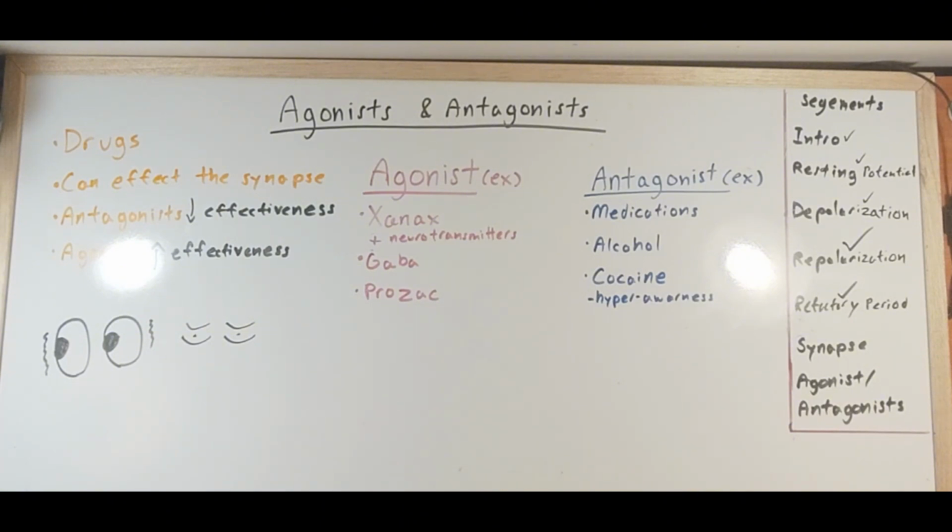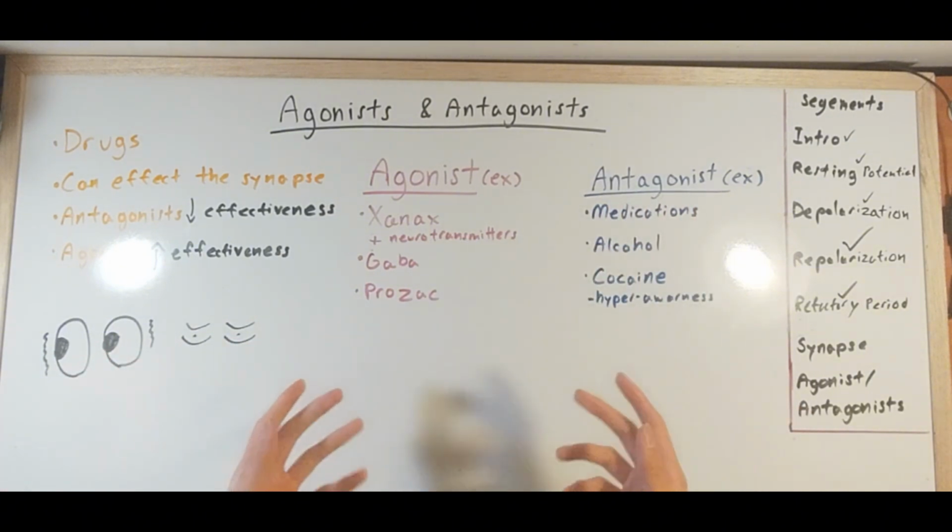An example of an agonist drug is Xanax, which is anti-anxiety, and it mimics the neurotransmitter GABA that decreases neuroactivity for a calming effect. And there's also Prozac, which is an antidepressant that delays the reuptake of serotonin, which is a neurotransmitter, so that there's more for your body to use.